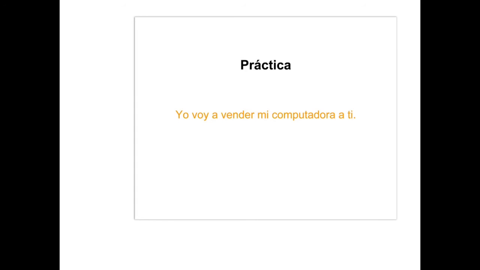When I want to rewrite this sentence using the correct indirect object pronoun, you are going to notice that I have two verbs in this sentence, voy and vender. Remember, when you have two verbs in a sentence, you have two choices for where you could place your pronouns. Here is example number 1. I can place my pronoun before my conjugated verb by saying yo te voy a vender mi computadora.